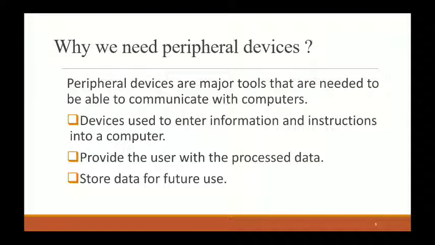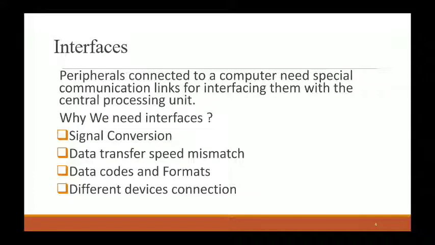Then comes our next slide, that is why we need peripheral devices. As I already talked about in our previous slide, we need information and instructions to be provided to the CPU. How we will provide? With the help of the input devices. How the data processed will be displayed to the humans? With the help of the output devices. Then sometimes we need to store the data for the future purposes, where we will store in the storage devices. So these were basically the needs for the peripheral devices.